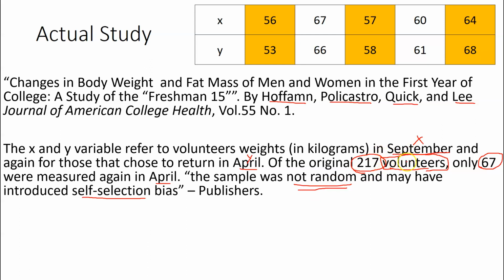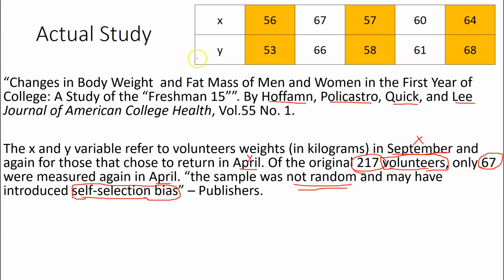Now, not only did they have volunteers choose, so that first mistake, already you're kind of going, not a great study. But in this study, they didn't even require the 217 to come back. They said, come back if you feel like it in April. Okay, so it wasn't random. It was volunteer. It didn't even include the original sample size. It lost about three quarters of the people, it would appear, who didn't even come back, which introduced, because of that, what's called a self-selection bias. People select themselves based off whether they want to be or not.